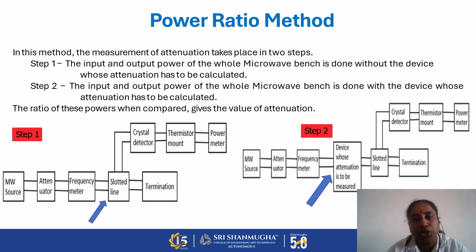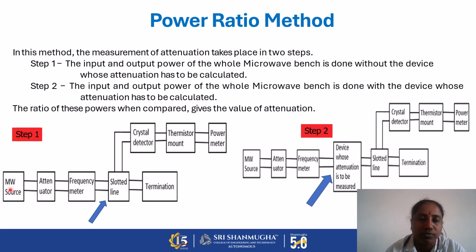So this is the power ratio method. By using two steps, we are going to calculate the power ratio method. In step one, we are connecting a general slotted line section to the output level. In step two, instead of the slotted line alone, we are going to connect the attenuation device. So in step one, we are going to connect the general microwave bench, which consists of all the measurements.